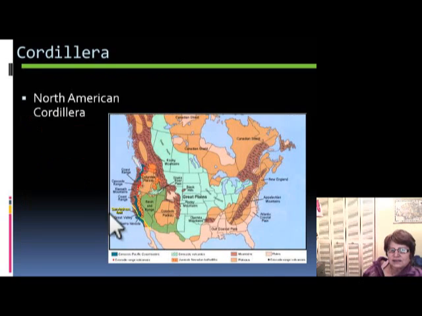Actually, this slide, that yellow line shows the San Andreas Fault. So you can see it comes in on land around San Francisco, and you can follow it all the way down to the Gulf of California.